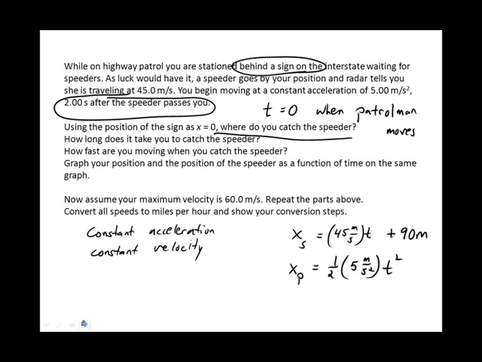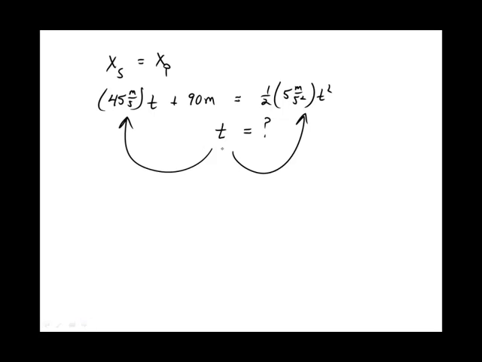How fast are you moving? Well, you know what your time is. My velocity is equal to 5 meters per second squared t plus my initial velocity, which is 0. So take that t and you substitute it in there. That's the velocity of the patrolman. The velocity of the speeder is 45 meters per second.